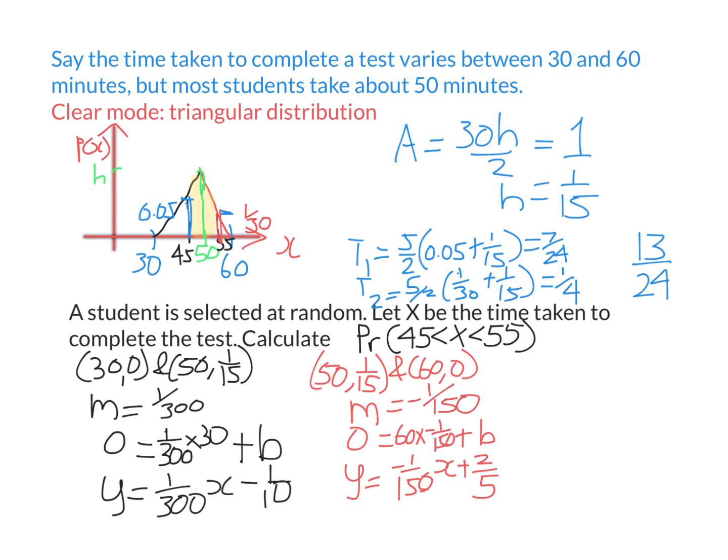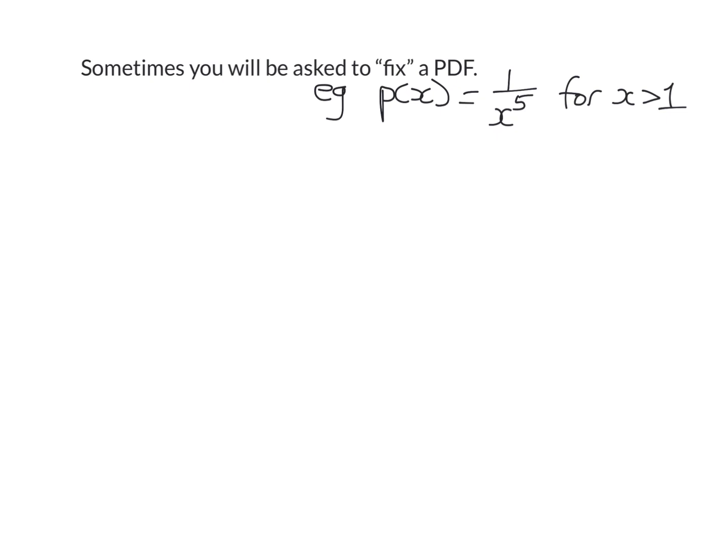All right, let's now look at fixing a PDF. So sometimes you'll get a function like this and you'll be asked to fix it so it's a valid PDF. So let's look at what makes a valid PDF again. Well, we know, firstly, this function is always going to take positive values for x greater than 1, because this will be positive. So it's not the first condition that's violated, it's actually the second condition.